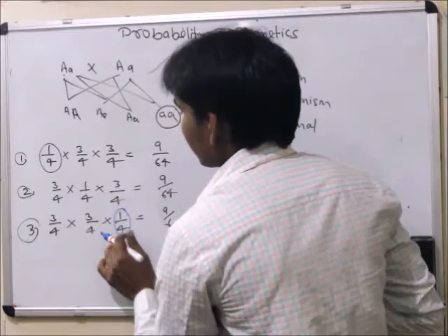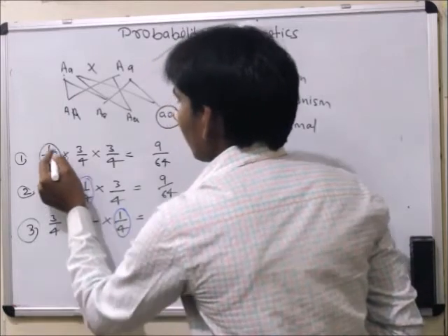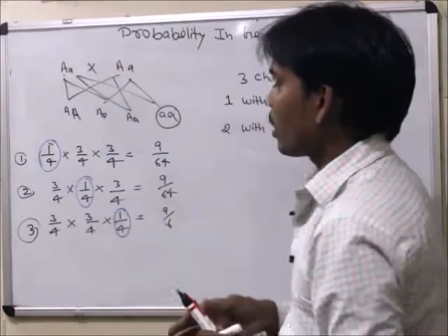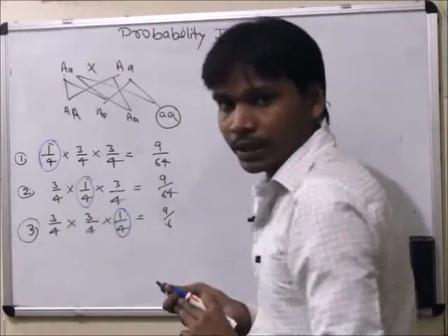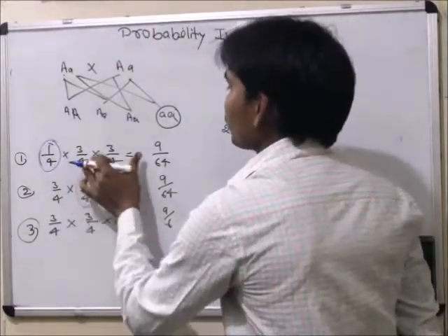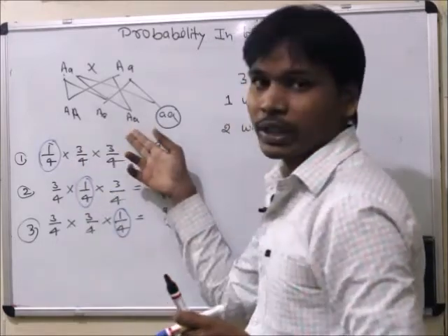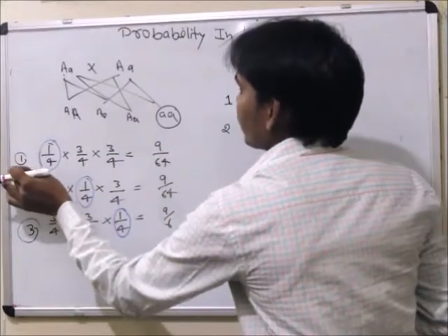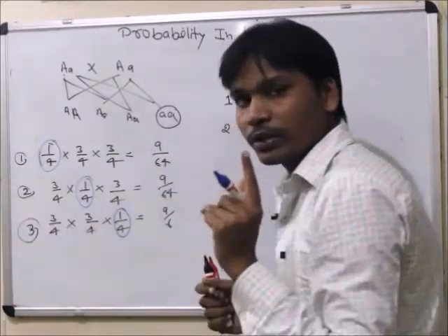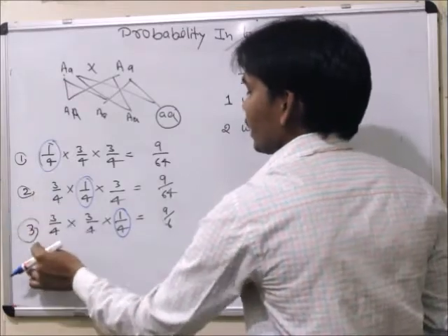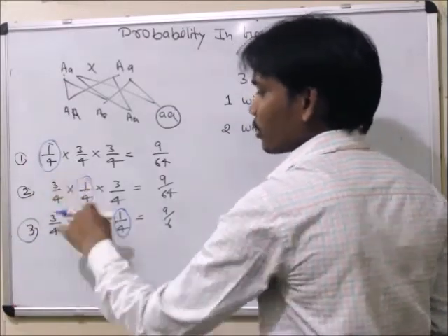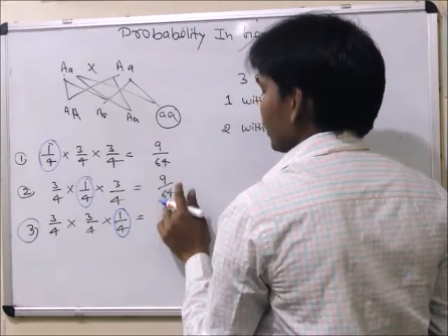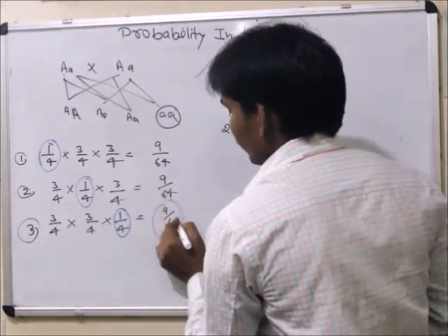In this case albinism is in the third position, in this case the second, and in this case the first position. We have checked all 3 sequences that would cause a child to be born with albinism, and found the probability of the first sequence, the second sequence, and the third sequence. Multiplication applies, and all the results are 9 by 64, 9 by 64, and 9 by 64.